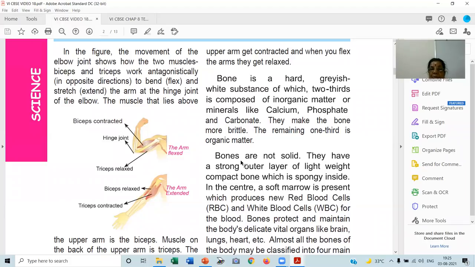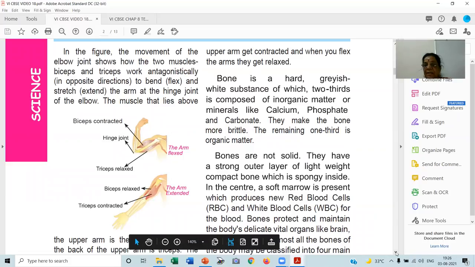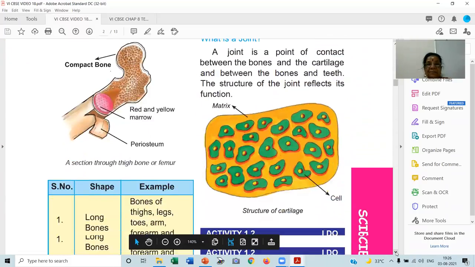Then we talk about the bones. They are not solid. A bone is a hard grayish white substance, of which two-thirds is composed of inorganic matter or minerals like calcium, phosphate and carbonate. They make the bone more brittle. Just additional points. Then the bone is formed of soft bone marrow which produces RBC and WBC for the blood. I hope you follow this.